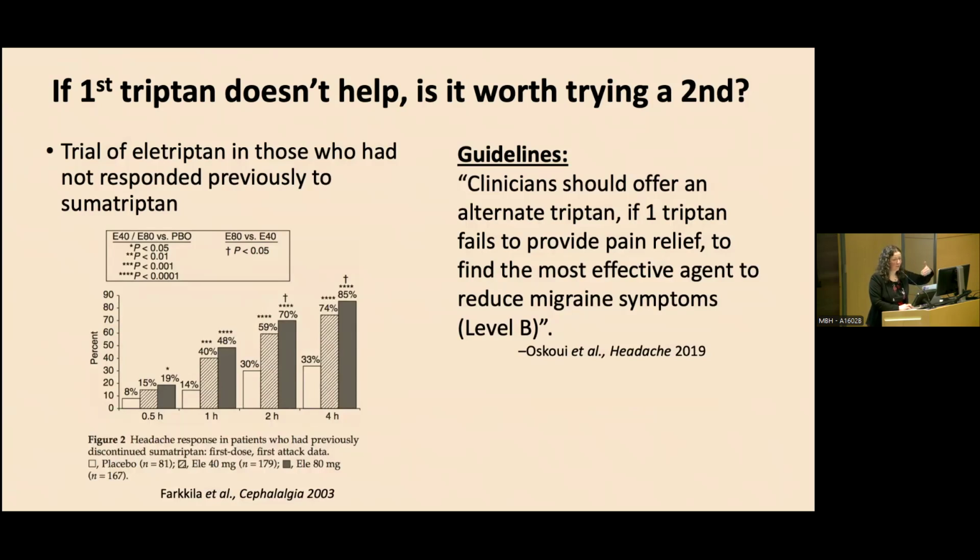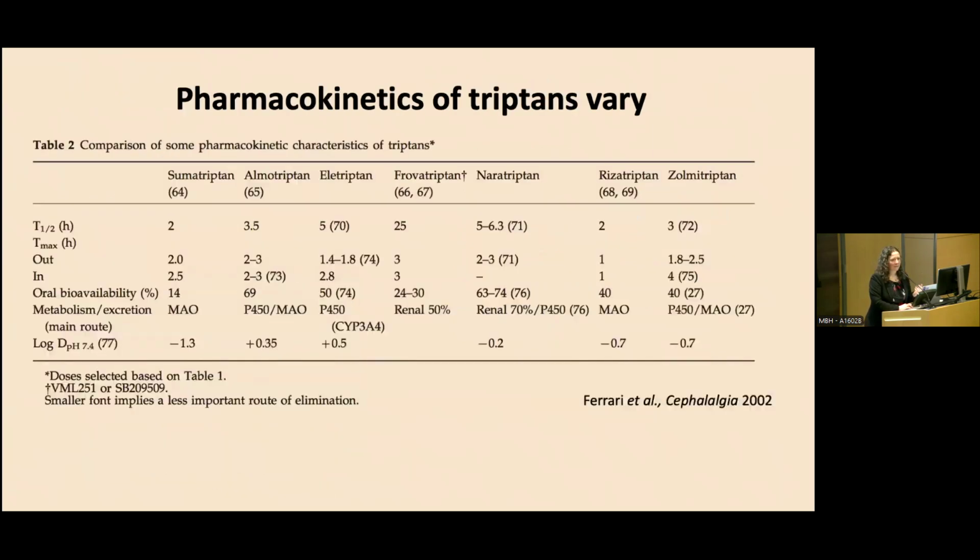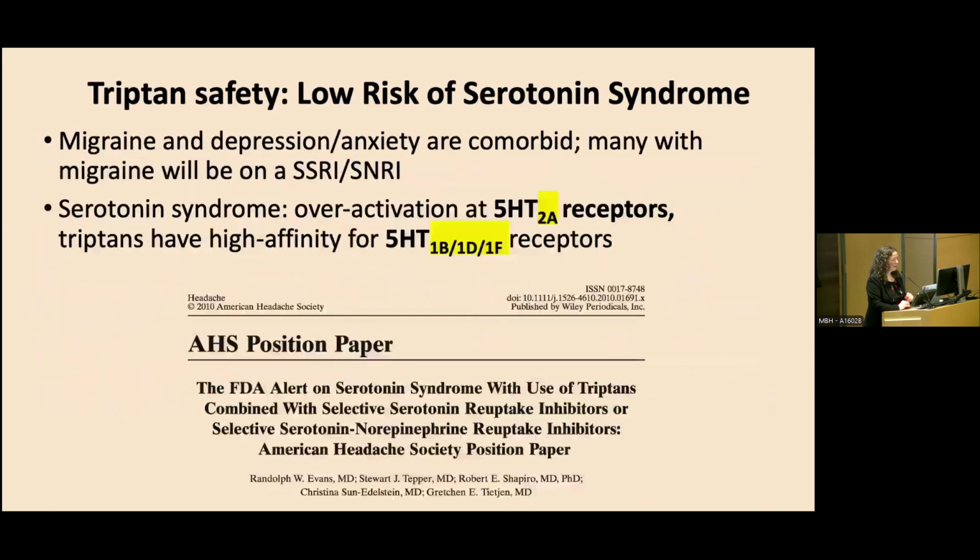Whether that extends to the third, fourth, seventh triptan, I don't know. But at the very least, trying a second one is a reasonable thing to do. And from a practical standpoint, insurance will usually require that before moving on to something else anyway. So I think that's very reasonable and it's in the guidelines. Why might that be the case? Triptans really do have differences between them. They have different half-lives. They have different times to Cmax. And so they are subtly different. And so I think it does make sense that some people might respond better to one versus another, and it's worth that second trial.